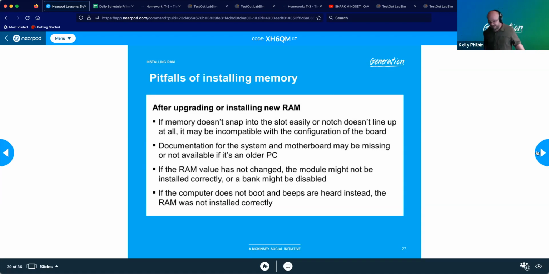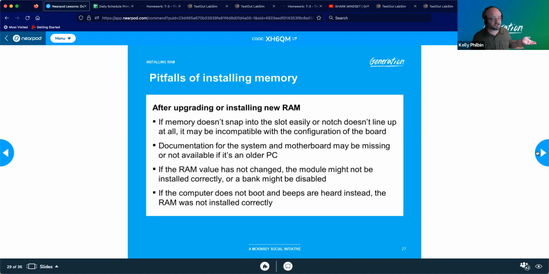And one of the big indicators that it's not installed correctly is you get the fun POST error. Does anybody remember how do we know we got a POST error? Your beepings. Awesome. What does POST stand for? Power on self-test. It's a series of checks your computer runs when you first turn it on.